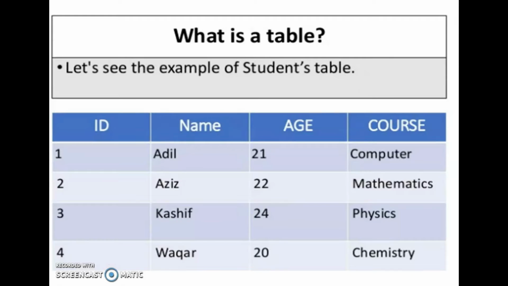Okay. Let's see one example of this table, students table. Here 4 columns are there: ID, name, age, course. 4 rows are there: 1 Adil 21 computer, 2 Aziz 22 mathematics, 3 Kashif 24 physics, 4 Wakar 20 chemistry. 4 records, 4 rows, horizontal alignment.